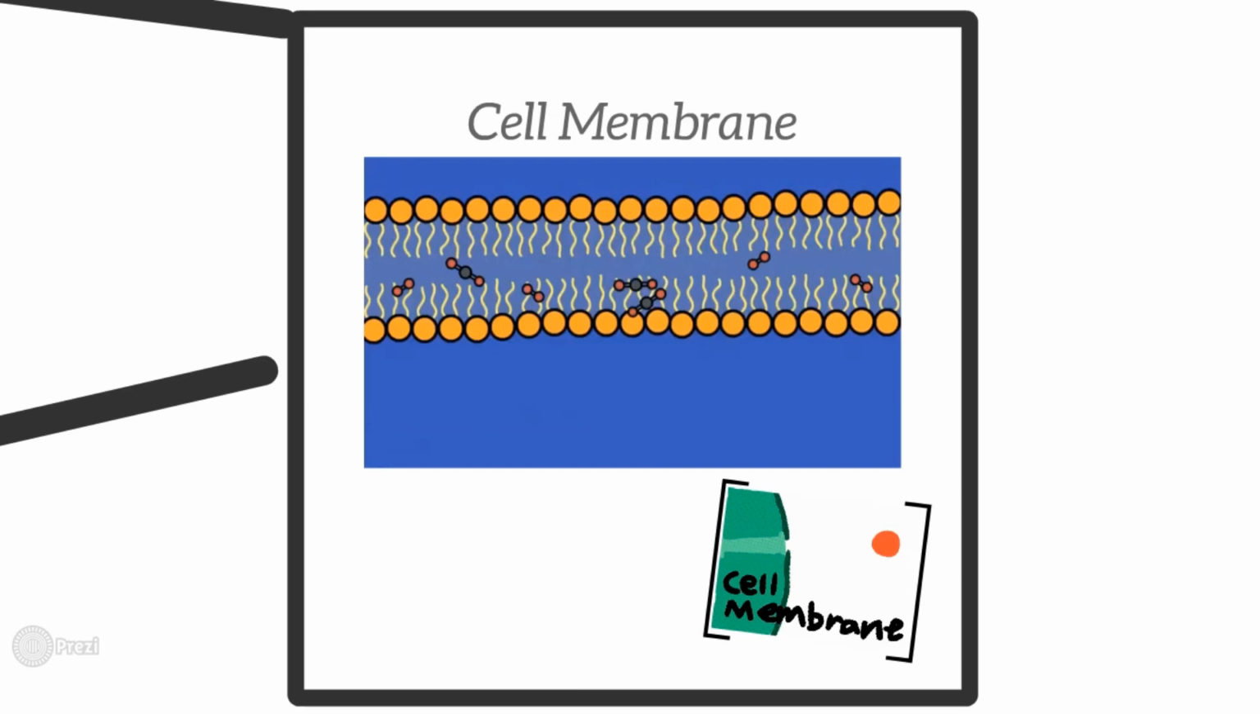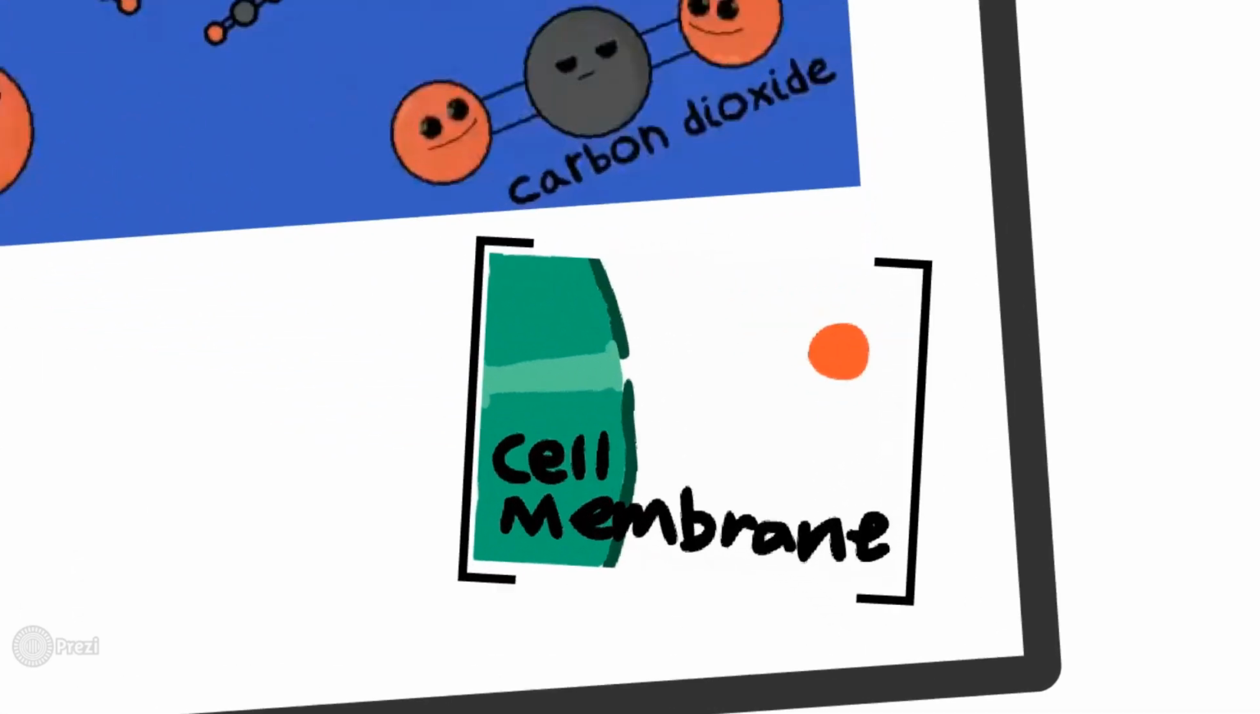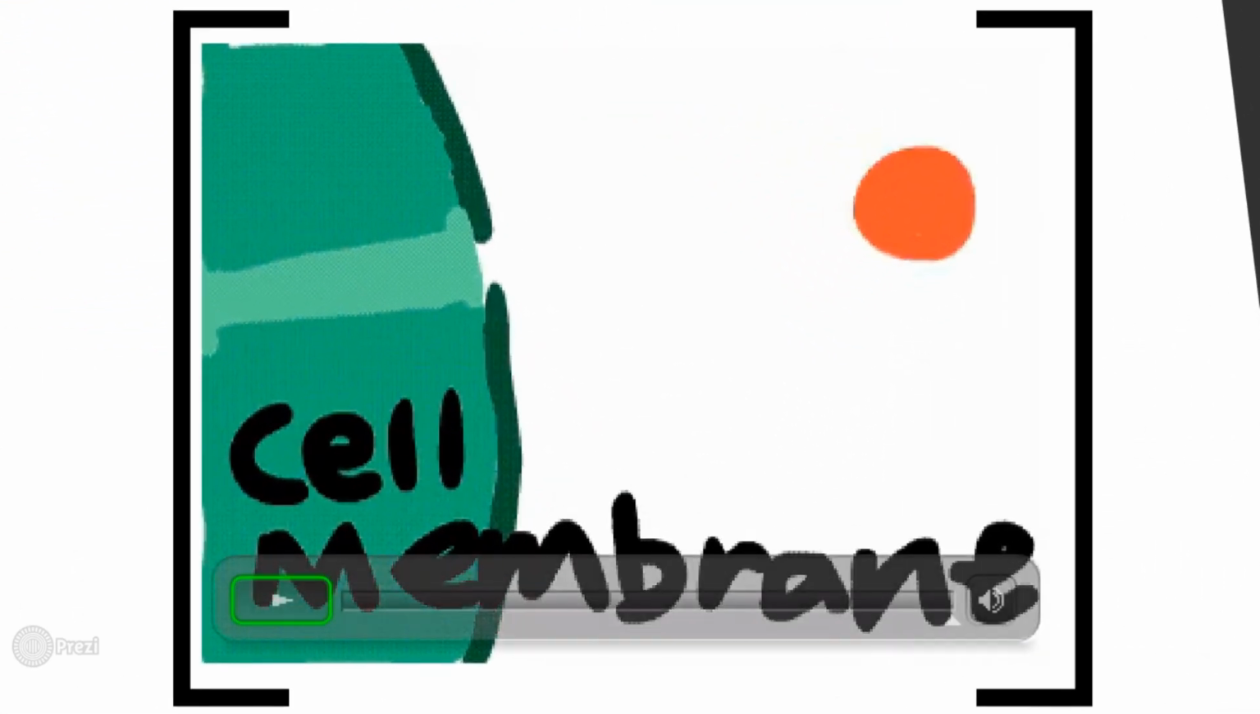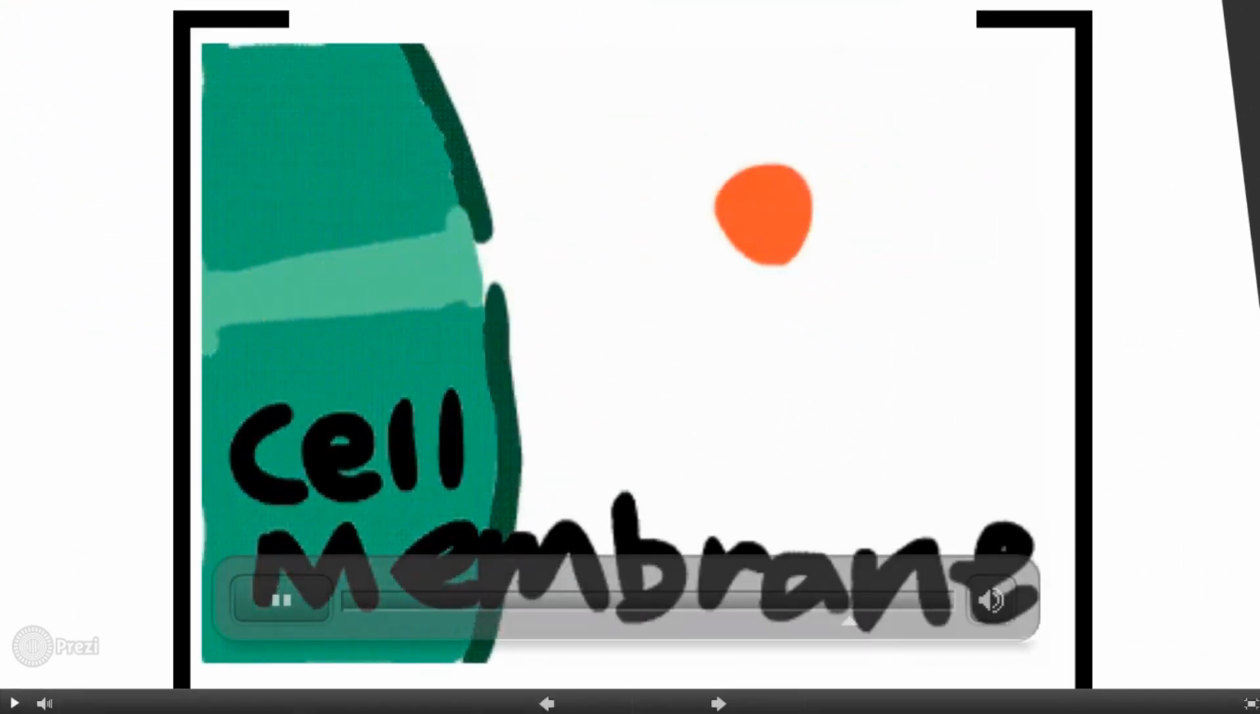The phospholipid bilayer determines what molecules can move into or out of the cell. Cell membranes are semi-permeable, meaning they have control over what molecules can or cannot pass through.